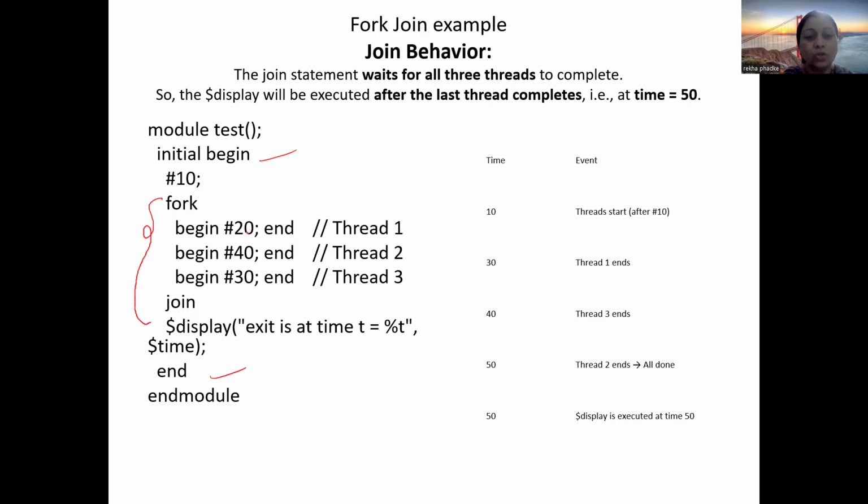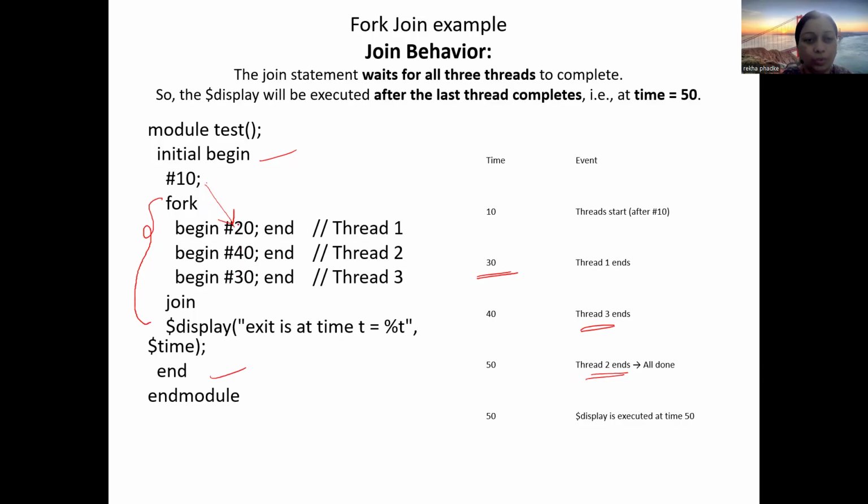It's in the process of initial, and then fork starts concurrently executing. So at 10, the threads start. Then at 20 plus 10, this gets added, so at 30, thread 1 ends. And then the next one happens at 30, because it's the earliest one in the concurrency. So 20, 30, and then 40. At 20, thread 1 executes, then 10 plus 20 gets added up, and at 30, thread 1 executes. Then 30 plus 10, 40, thread 3 executes. And 40 plus 10, 50, thread 2 executes.